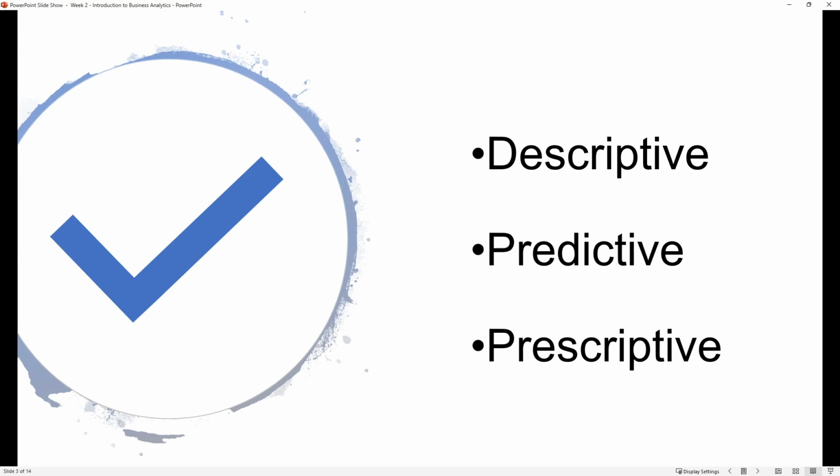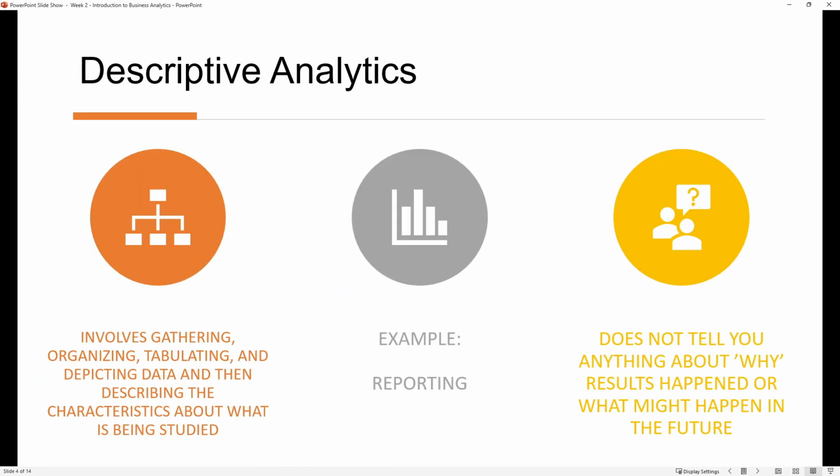Lately, there have been discussions that there are additional categories of analytics. In this course, we're going to stick with these main three: descriptive, predictive, and prescriptive. Descriptive analytics involves gathering, organizing, tabulating, and depicting data, and then describing the characteristics about what is being studied. So this is really answering the question of what has happened, what is happening, what are the current descriptive statistics related to the data in the business.